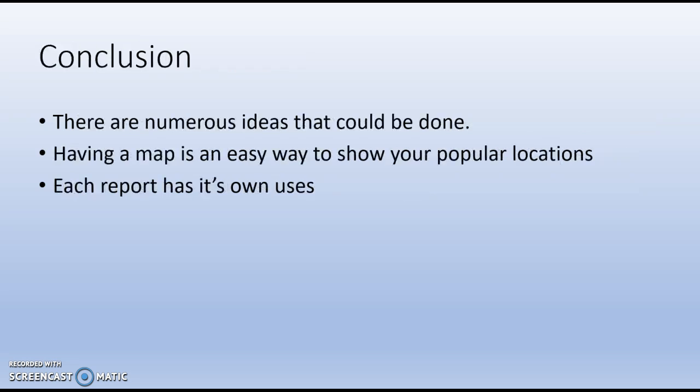So in conclusion, there are numerous ideas that could be done for this kind of report, and having a map is just an easy way to show your popular locations. You can really see which state, not specifically which airport, is having the most people fly first class, and you can base a lot of assumptions off of why that's happening in that area. I think the marketing team could really benefit from using this kind of map to see the hot spots. It points out right away that this area is popular and you can really dive into it.